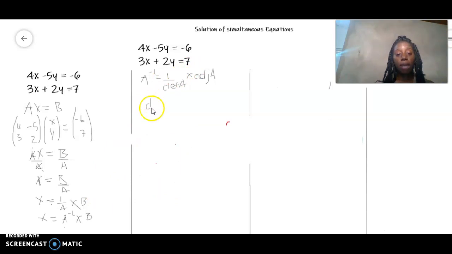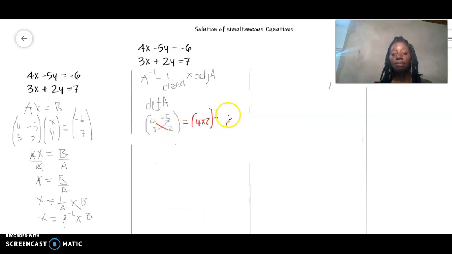So the determinant of A is simply to first write the elements of A, because we need to know what we're working with. So that's 4, negative 5, 3, and 2. Alright, so to find the determinant, I will first find the product of the elements of the leading diagonal, which are 4 and 2. And then I will subtract the product of the non-leading diagonal. Okay, so those are 3 and negative 5.